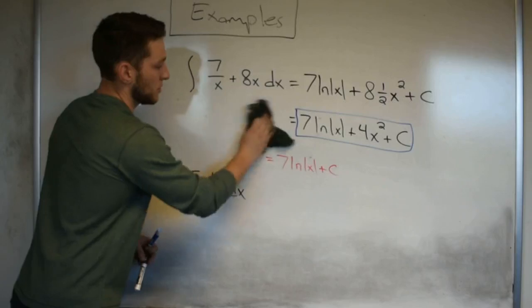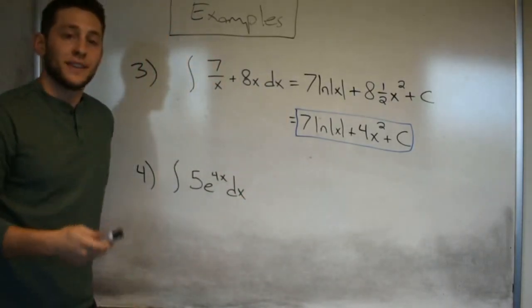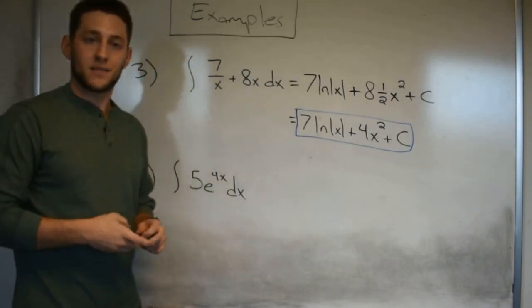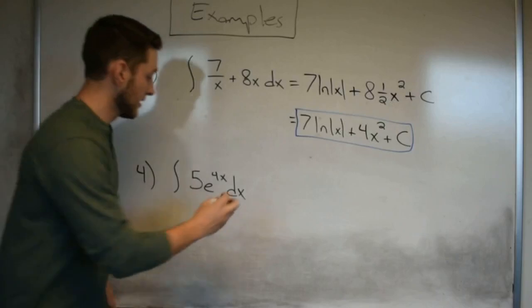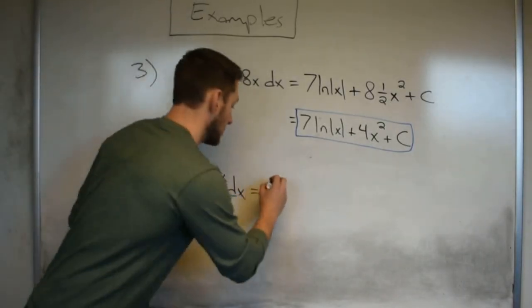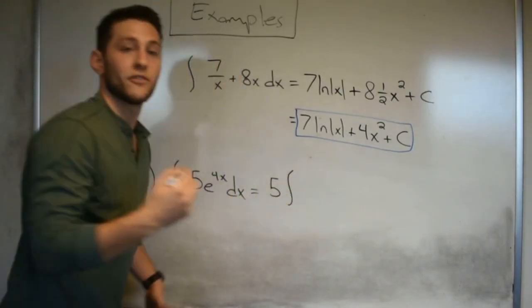Give me a little bit more room by erasing. Let's tackle this last one right here. Find the antiderivative of 5 times e to the 4x dx. Now for this one, I'm going to go ahead and factor out the constant. Remember, you can do this. Once you're quick with it, you don't have to, but I'm going to go ahead and do it for our own understanding.